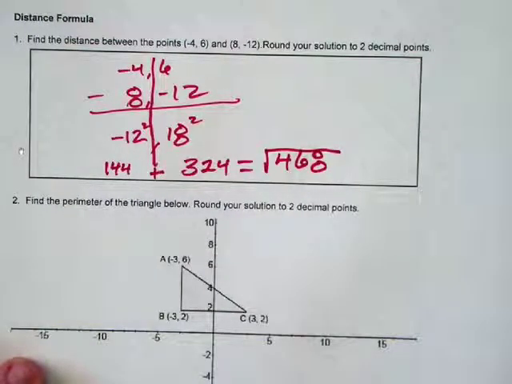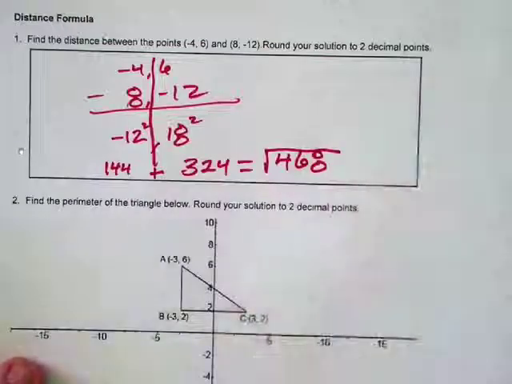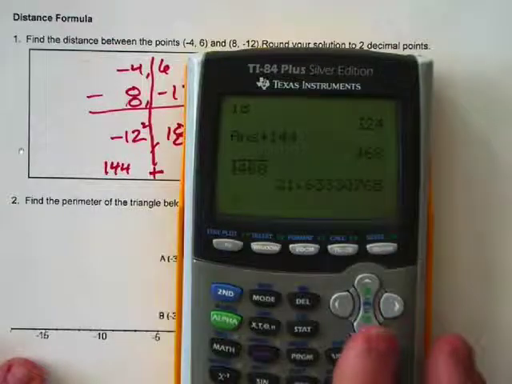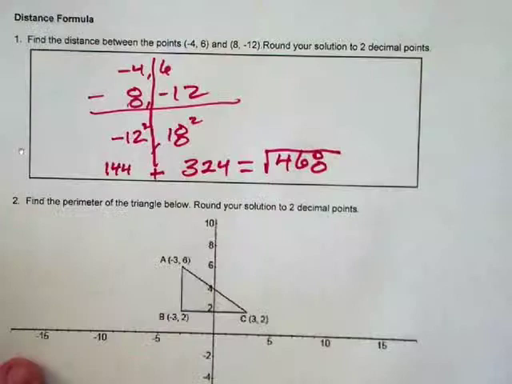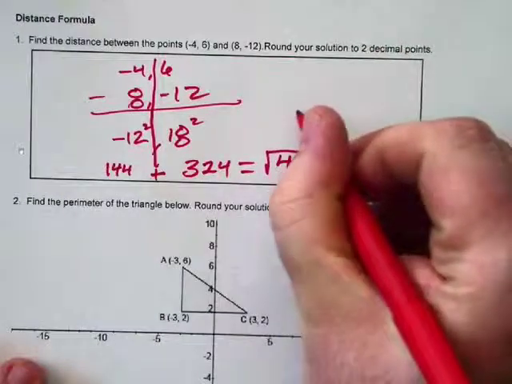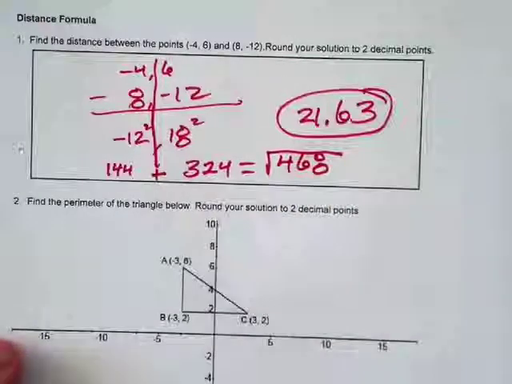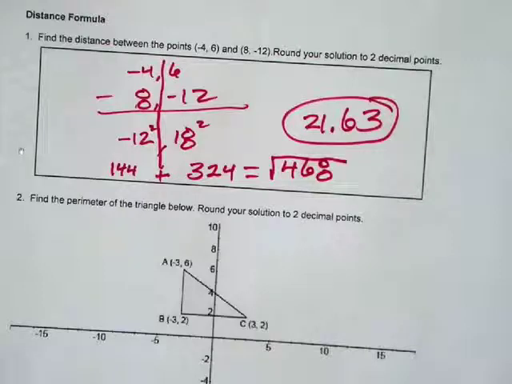So the square root of 468 is 21.63333 and so on. You can see what it is right there. With that in mind, the answer, it says 2 decimal places, 21.63. So that's how you find the distance between 2 points.